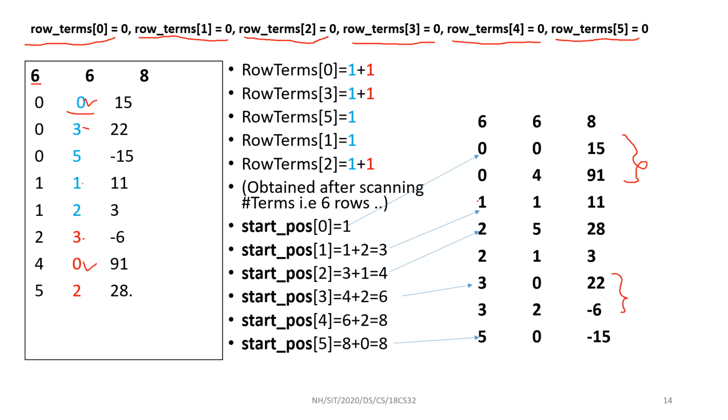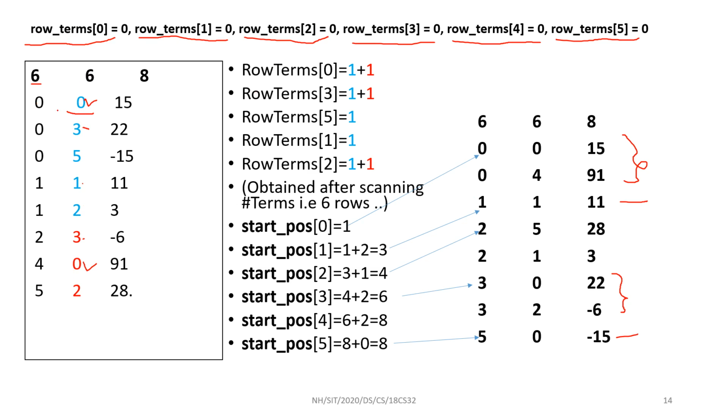Only 1, you can see only 1 row count. The number of row terms of index 1 is 1. We don't have any 4, so 0. The number of fives is only 1. For that purpose, we have to initialize the array. Row terms doesn't indicate this one; it actually gives the number of these column values.